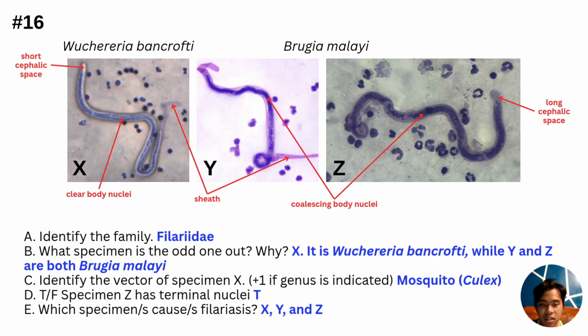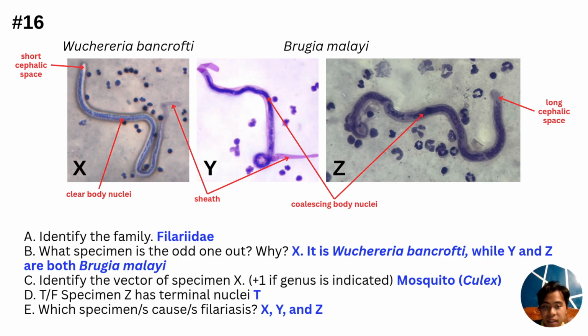So if you base it on their distinguishing features, we can see that in Wuchereria, their body nuclei are equally sized, clear, and countable, while that of the Brugia are unequally sized, uncountable, and coalescing. So these specimens are all actually of the microfilaria stage, which is the diagnostic stage in humans. Since specimen X is Wuchereria, its vector is a mosquito. Another point if you put the genus, which is Culex, although it can also be Aedes, Anopheles, Mansonia, and Coquillettidia.